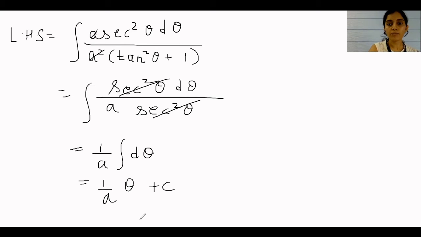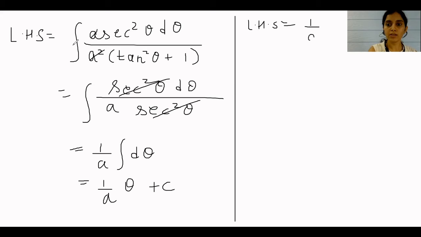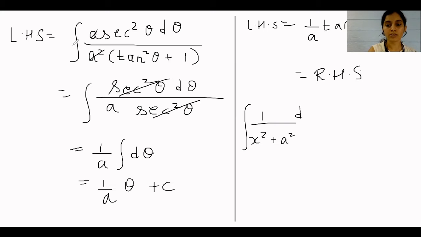Okay, now what is the theta value? Let's resubstitute the theta value. So we'll have LHS is equal to 1 upon a, what is theta? Tan inverse of x upon a plus c, which is equal to your right hand side. So we have proved that the integration of 1 upon x square plus a square dx is equal to 1 upon a tan inverse x upon a plus c.